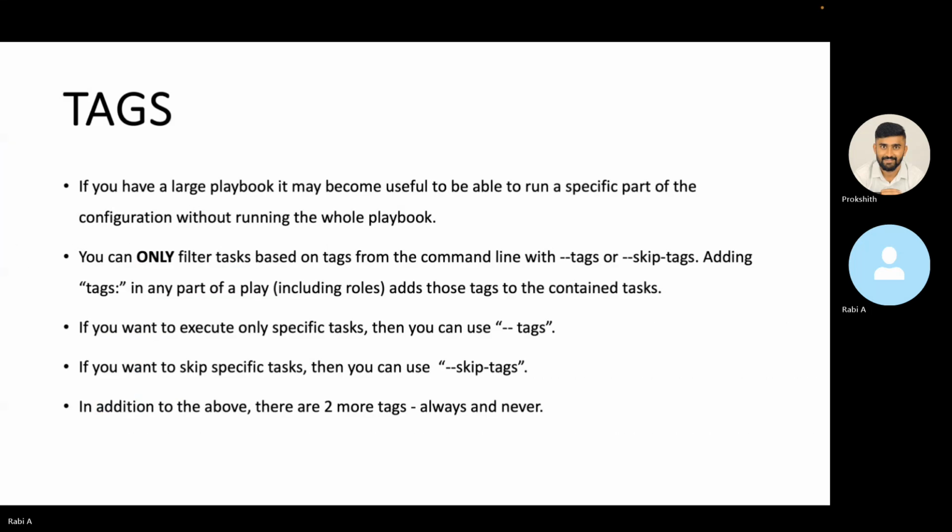Yes, Ravi. Essentially, if you have a large playbook, it may become useful to be able to run only a specific part of the configuration without executing the entire playbook. That's where we can make use of your hyphen tags or skip hyphen tags. If you want to execute only specific tasks, you can use hyphen tags. And if you want to skip any specific tasks, we can make use of this. You also have two more options, which are always and never. Always means whether you pass the tag or not, it will always execute. Never means it will execute only when you pass the tag. So there are different ways that you can work with this.